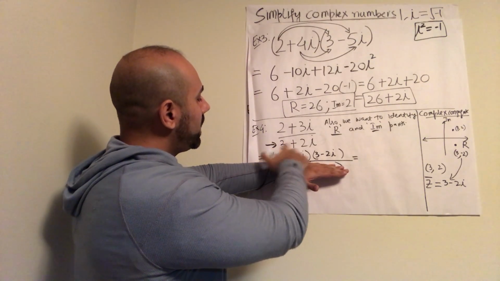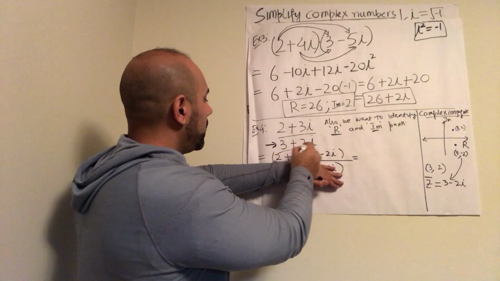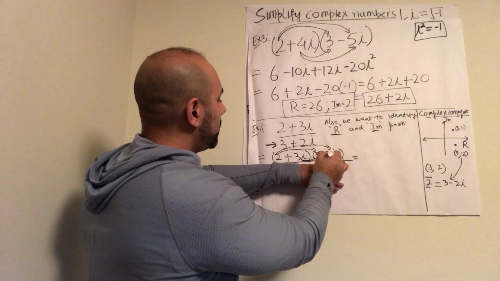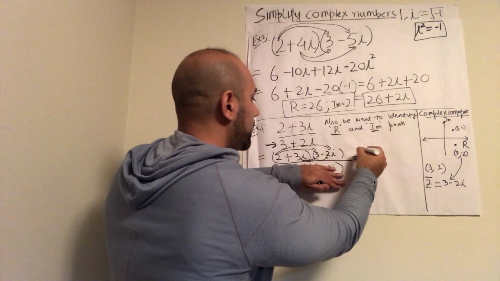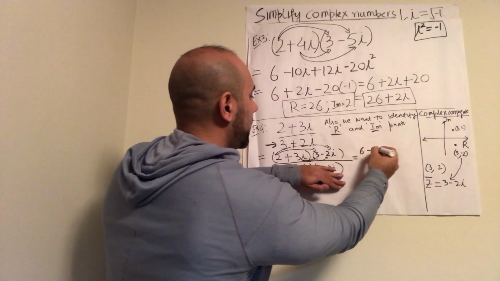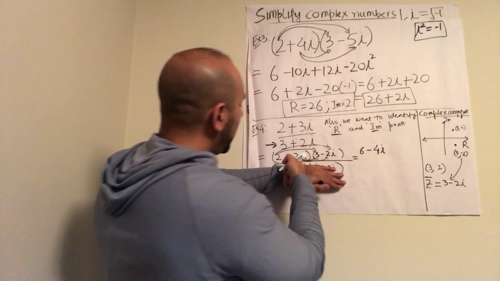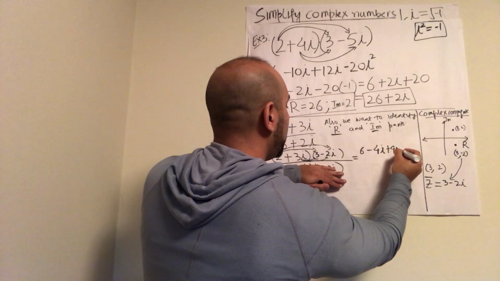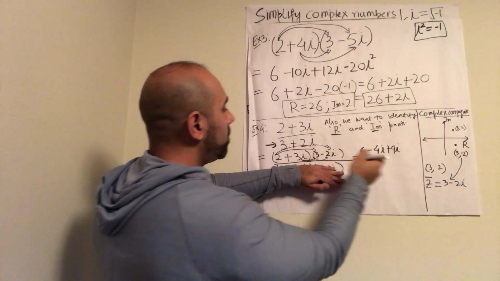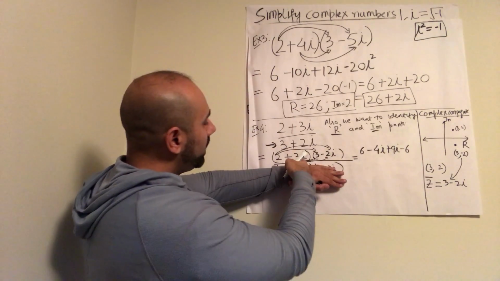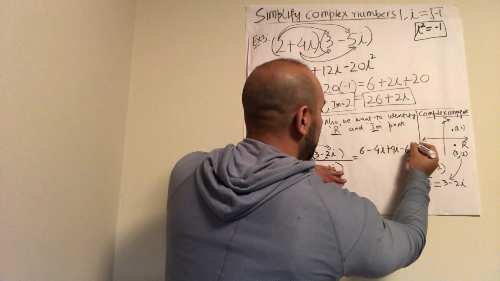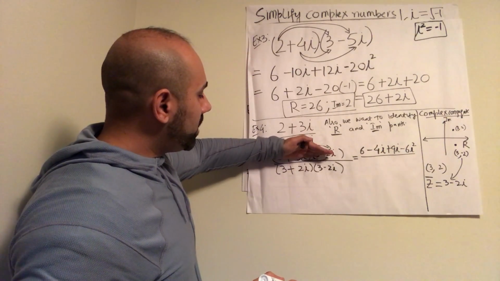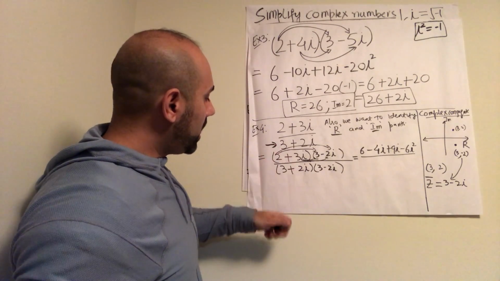So again, we're going to do the same thing. We are going to draw the arrows, and then we're going to do the other arrows, and we're going to multiply. 2 times 3 is 6. 2 times negative 2 is negative 4i. Then I have 3 times positive 3 here, which is 9i. And finally, I have positive 3, negative 2, negative 6. Please do not forget the i times i, which is i squared. So we are almost done with the numerator. Then we have to do the same thing for the denominator.